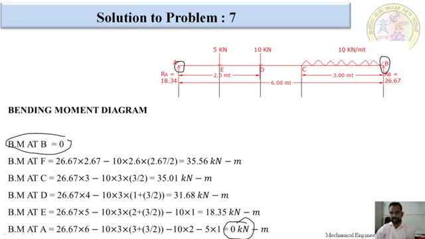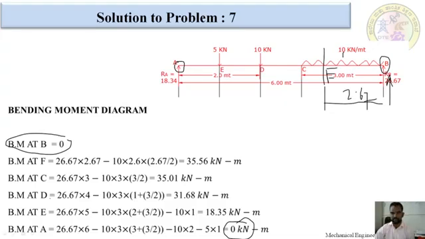Here we are having maximum bending moment. This point I am going to take as F. And this distance, how much distance? We got x value is 2.67. First I want to determine this point F. In bending moment calculation, upward force is taken as positive, downward force taken as negative.